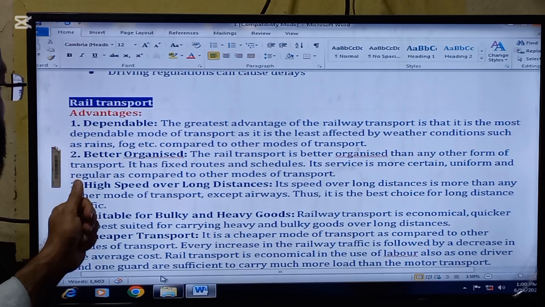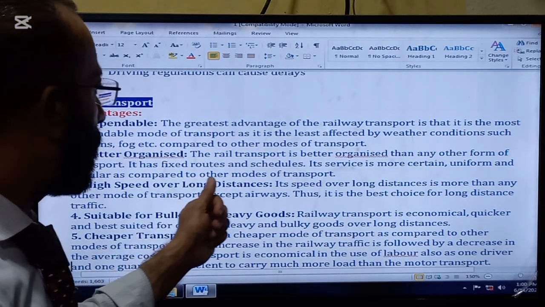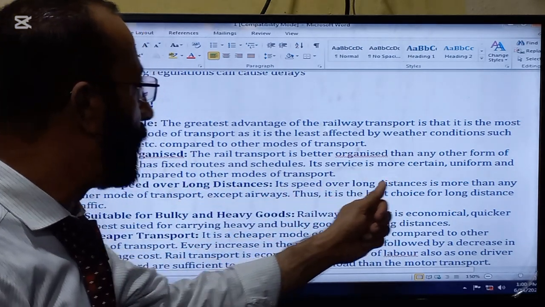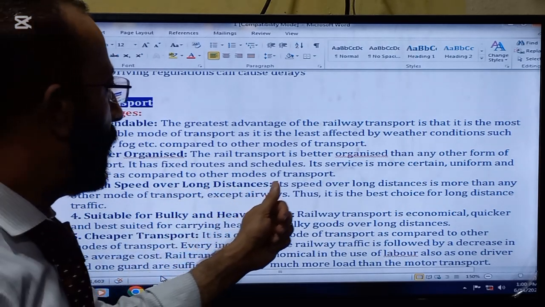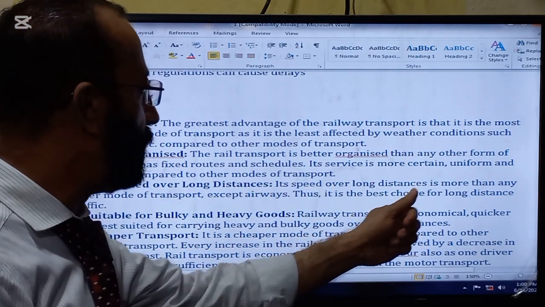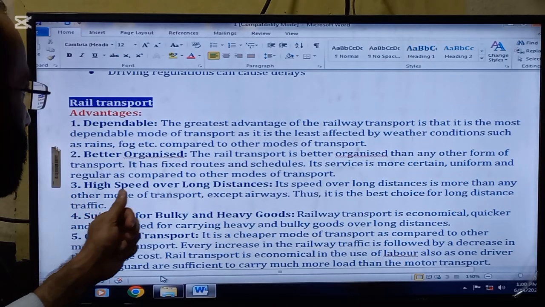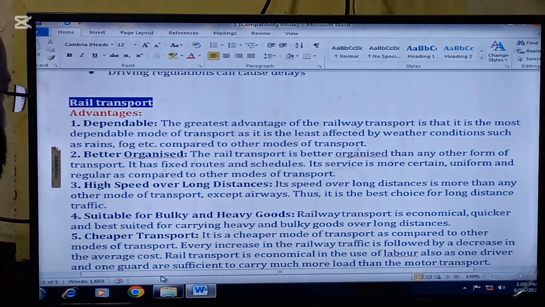Second advantage is better organized. Rail transport is better organized than any other form of transport. It has fixed routes and schedules. Its service is more certain, uniform, and regular as compared to other modes of transport.